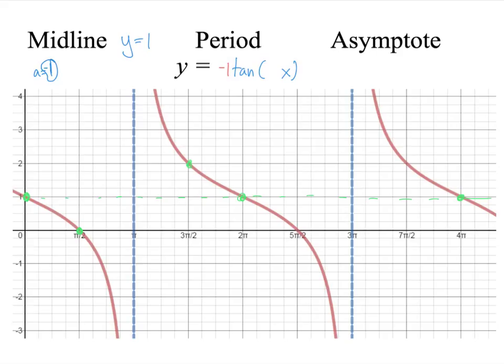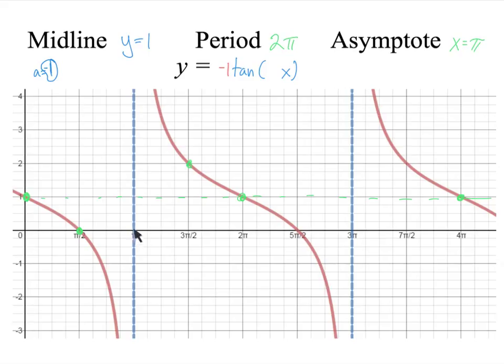Okay, so the period. How wide is it between cycles? Sorry, what is the period of a cycle? So from this green dot to that green dot looks like 2 pi. Or from this blue line to that blue line is also 2 pi. So my period is 2 pi. And where is my first asymptote? It looks like at x equals pi. And then it repeats.